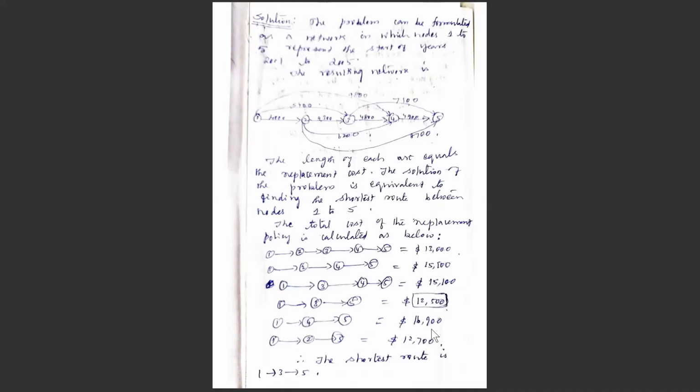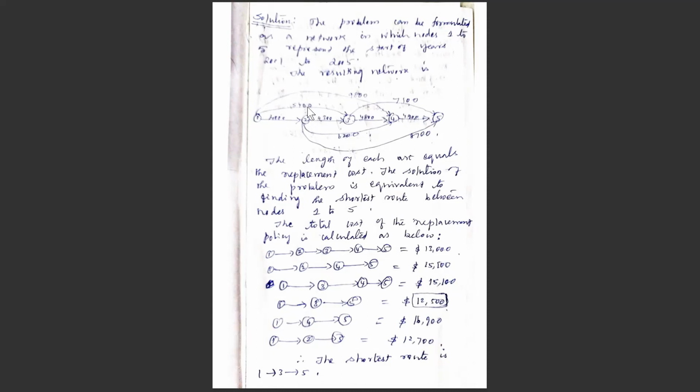Now the problem can be formulated as a network in which nodes 1 to 5 represent the start of years 2001 to 2005. So node 1 represents the start of year 2001, node 2 year 2002, node 3 year 2003, node 4 year 2004, and node 5 represents the start of year 2005. So we are framing a network from the given data. This is the resulting network.